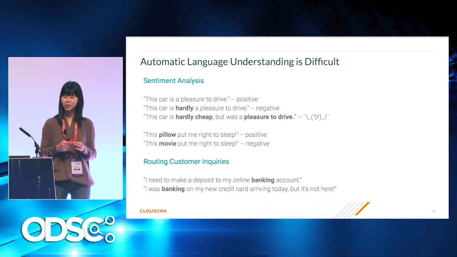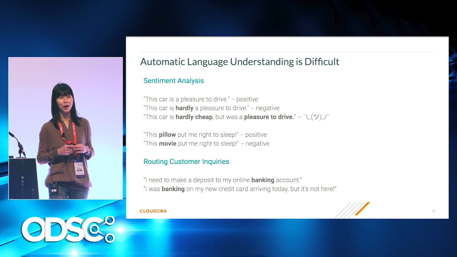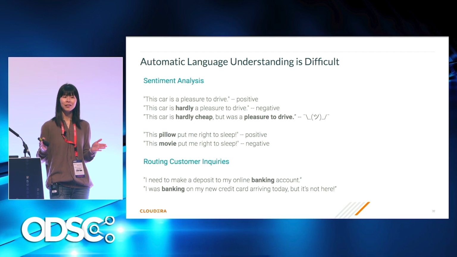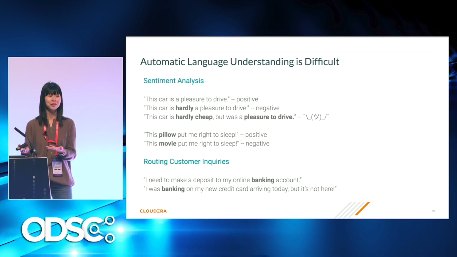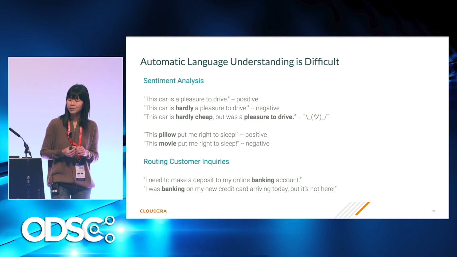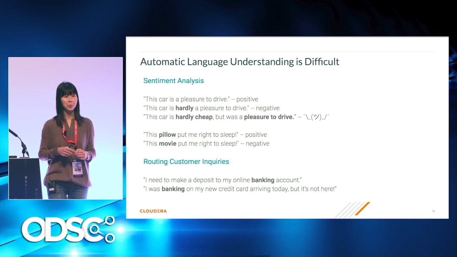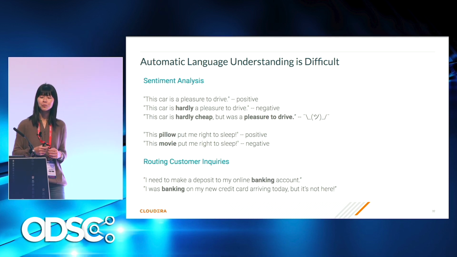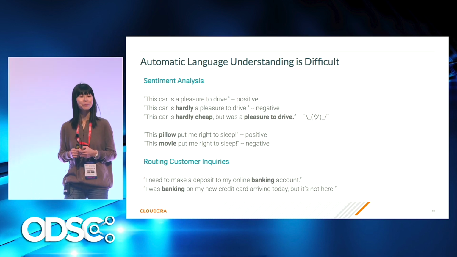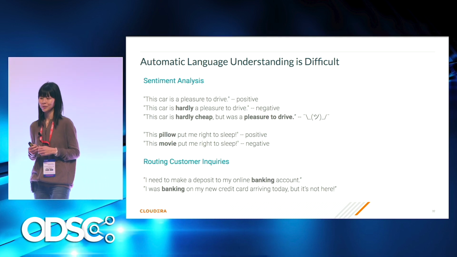The third one, this car is hardly cheap, but it was a pleasure to drive. If you're trying to classify them into good or bad, it's hard to say, because I can't tell from this if it's a good or a bad classification. Next 2 sentences, this pillow put me right to sleep, it's a positive sentiment. The next one, this movie put me right to sleep, is negative. So the machine needs to understand the meaning of words. It needs to understand negation.